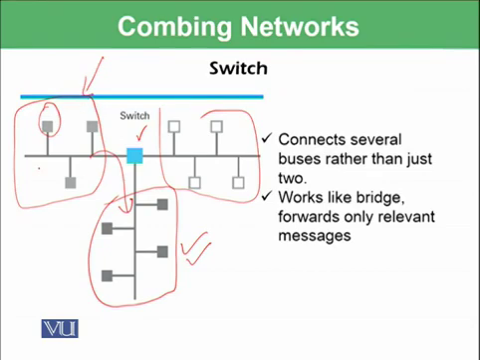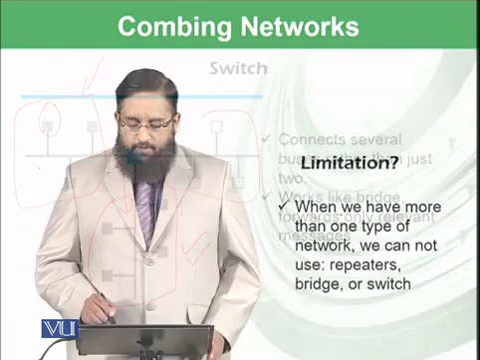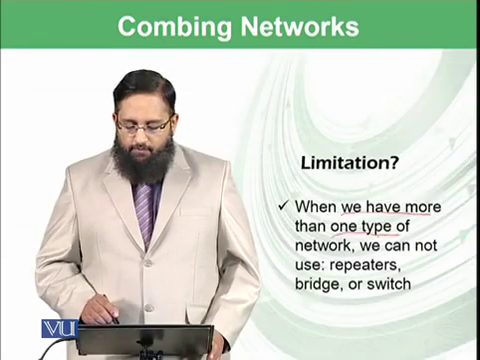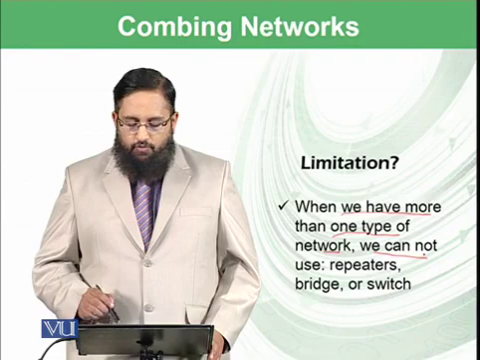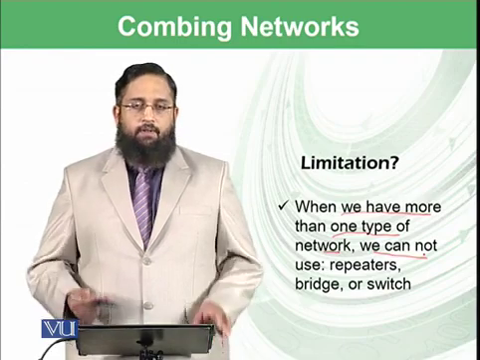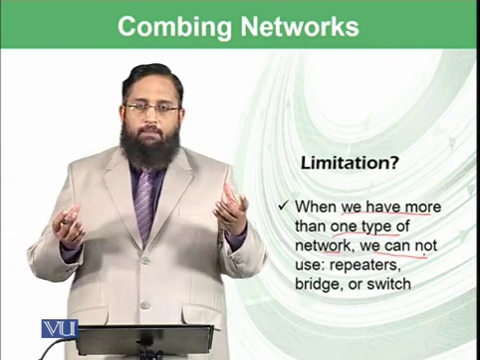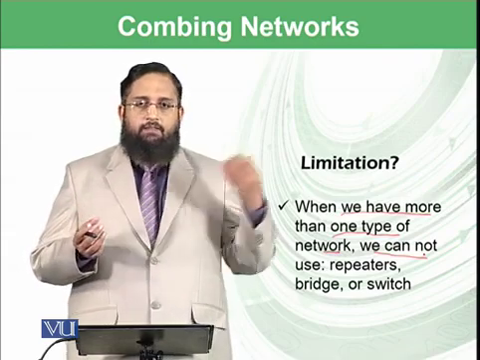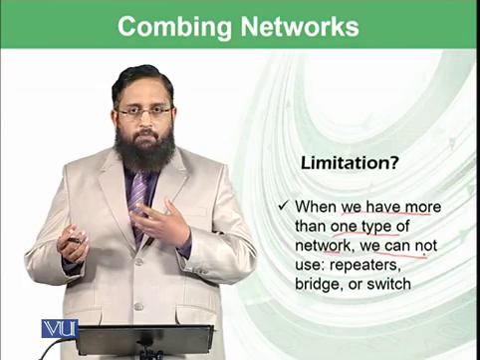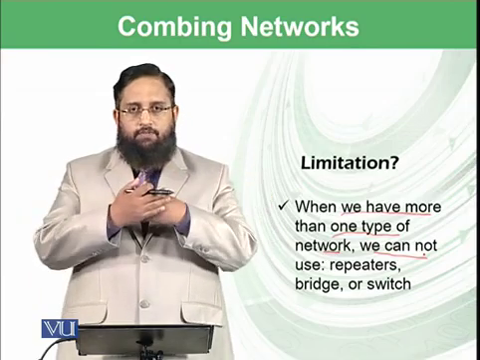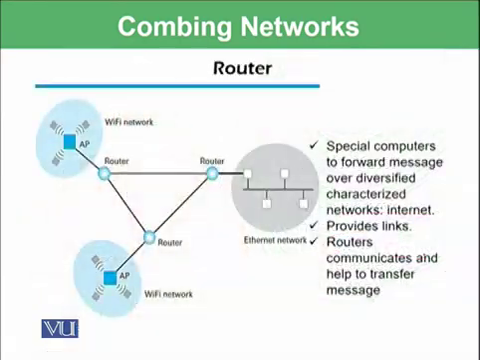And what are the limitations of using repeaters, bridges, or switches? The limitation is that when we have more than one type of network, we cannot use these things. For example, one network is a Wi-Fi, another is using, for example, bus topology, another is using, for example, star topology. So how will those be interconnected? We can use a router in this case.